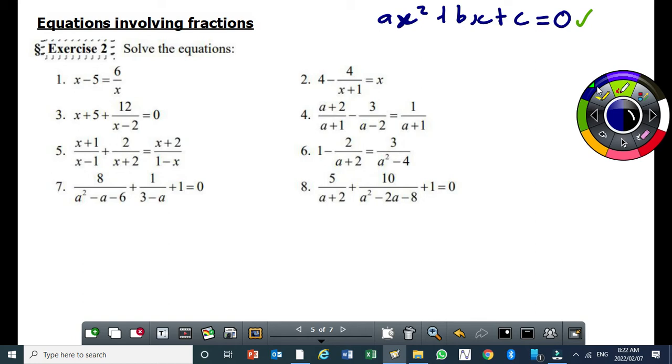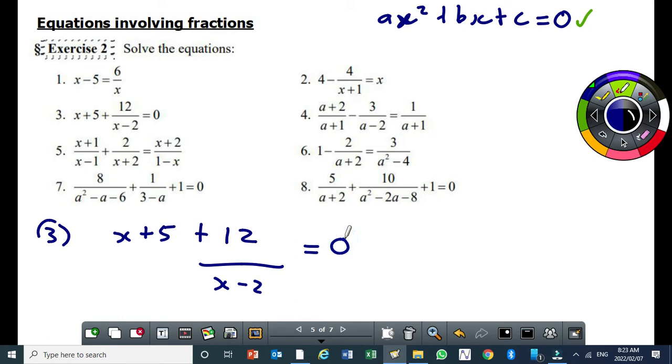Now, since you are in grade 11, I'm not going to treat you like amateurs, right? So I'll start with number 3. Right, so we have x plus 5 plus 12 over x minus 2 equals 0. Okay? Now, we have got fractions here.